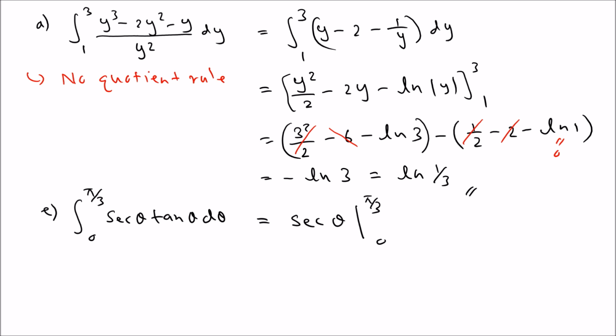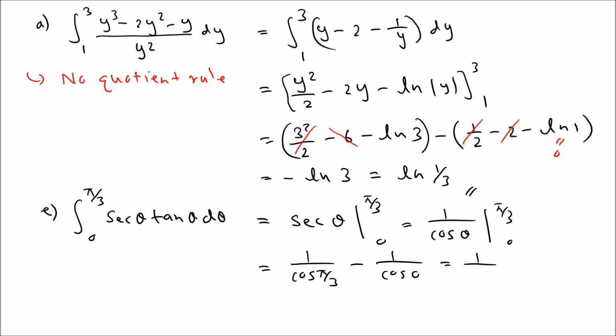And how to do that? You can plug in the value, or you can write secant as 1 over cosine because you know those values. So let's plug in: 1 over cosine pi over 3 minus 1 over cosine 0. Cosine pi over 3 is 1/2, and cosine 0 is 1. And then 1 over 1/2 means 2, minus 1, that means 1. So the answer is simply 1.